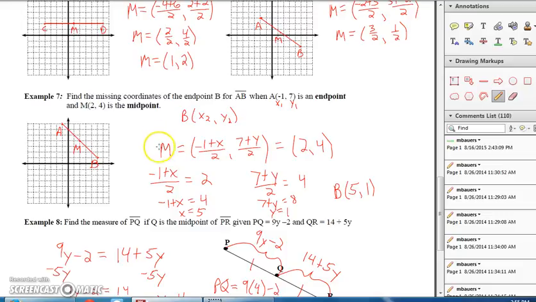So here's how I set it up. I said the midpoint equals x, -1, plus the other x. I don't know what it is, so I'm going to call it x. And then I have to divide by 2, just like we did up here, right?